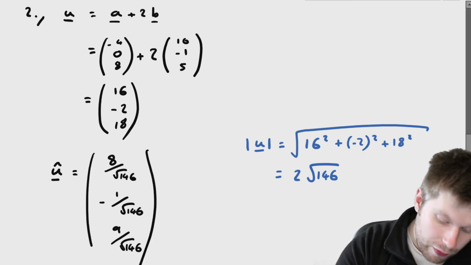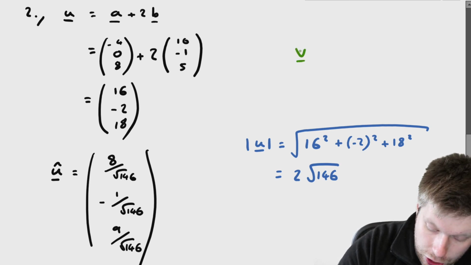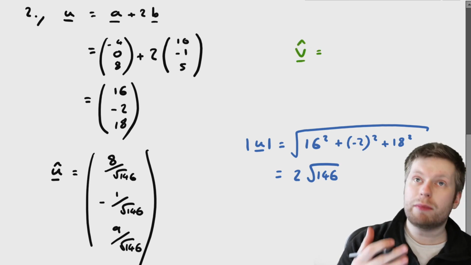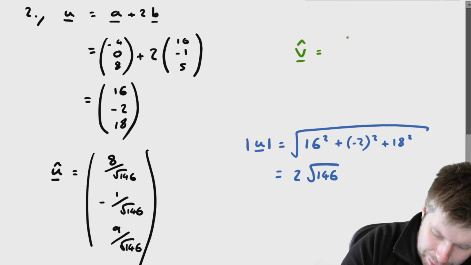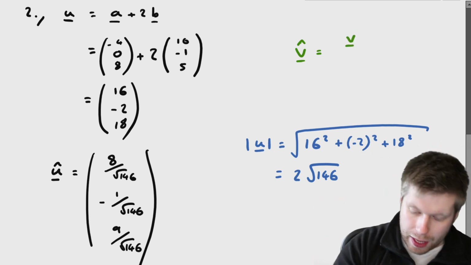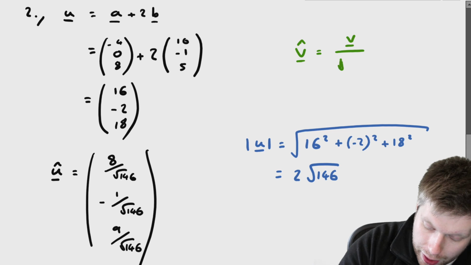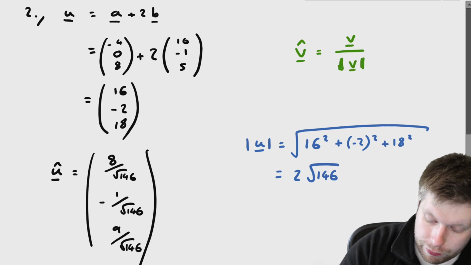So just remember, it's a very, very simple idea. If I want to find a unit vector which is in the same direction as another vector, I simply take the original vector and divide each component by the magnitude of that vector. Okay?